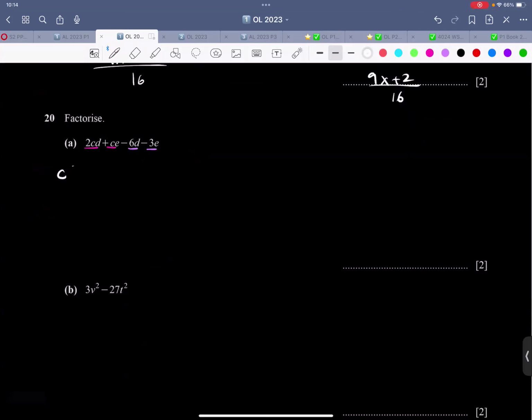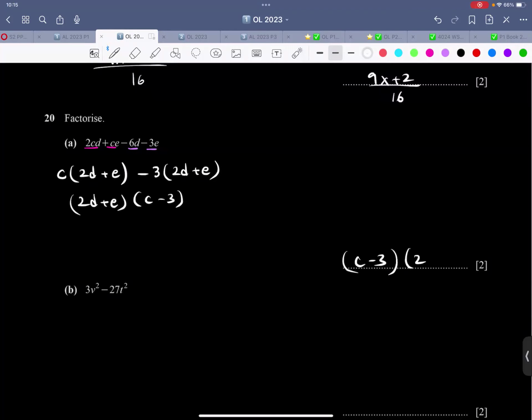So if I take C common, I'm left with 2D from the first one and then E over here. And this is 2CD plus CE. So I have taken C common. This is 2D plus E. And over here, if I take negative 3 common, that's also 2D plus E. So now 2D plus E, C minus 3. So this is C minus 3, 2D plus E.